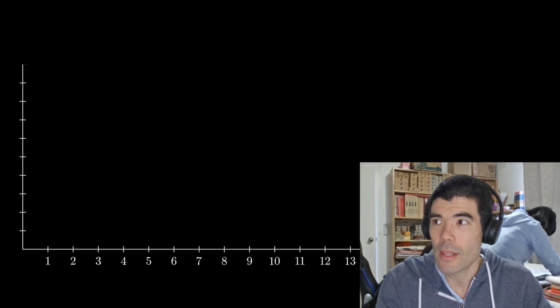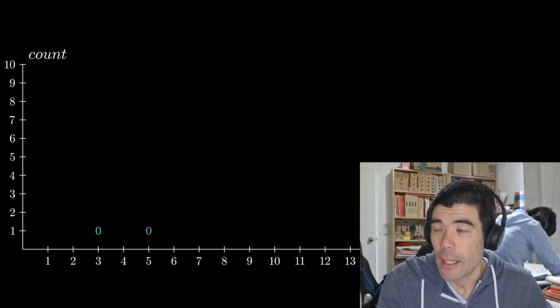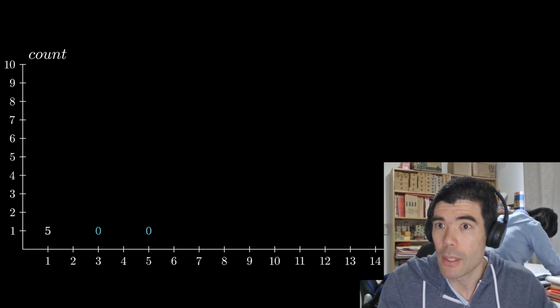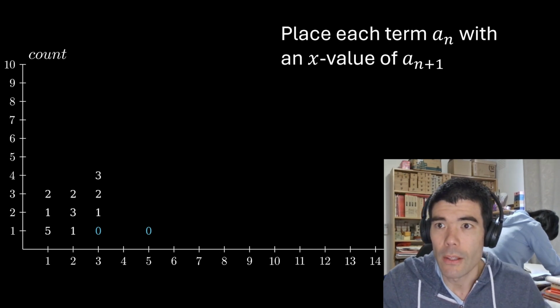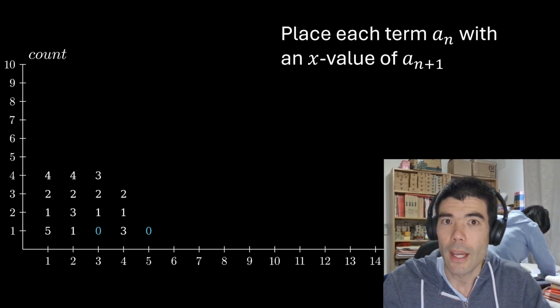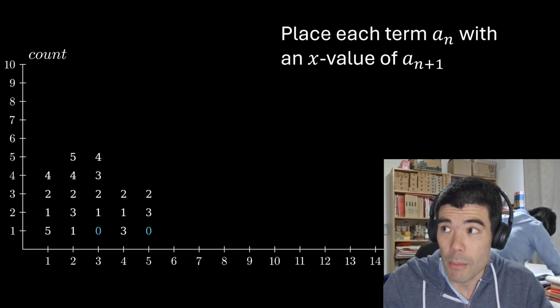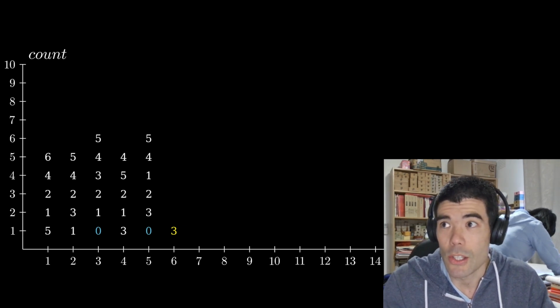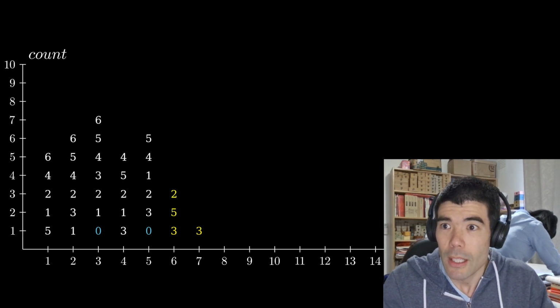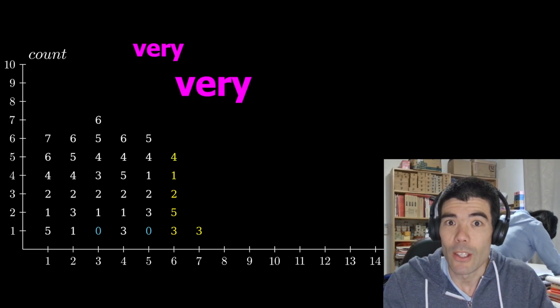So the idea with this is we're going to put a 0 for each term in the initial sequence, and then place each term a_n with an x value of the next term a_n plus 1. And we'll stack it on top of any other numbers that are already there so that the y value will actually give the count, just like a histogram. Okay, so it might look a little bit confusing, but it's actually very, very useful.